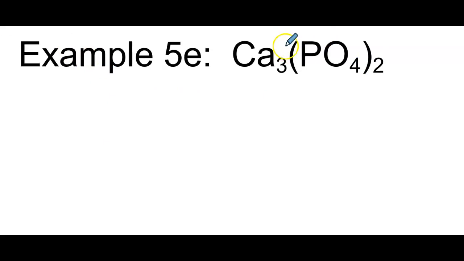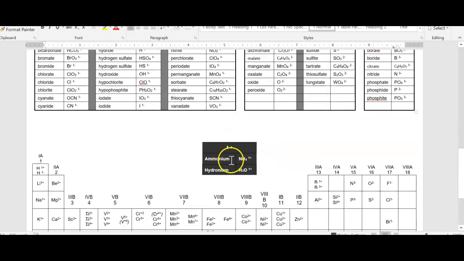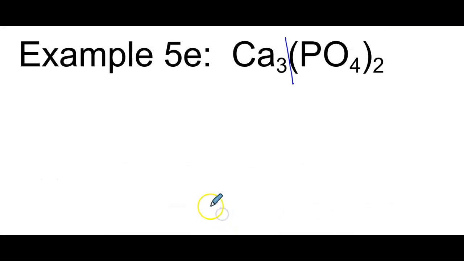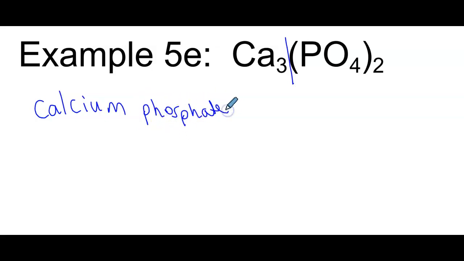Split this here. How do I know? Don't have to worry about rewriting it because I already have my parentheses followed by the 2. Calcium, does it have a roommate? Let's see. Calcium does not have a roommate, so no work needed. Just name the 2 splits. So this will be calcium. How do I know it's calcium? I have to find it on the periodic table. And then I'm going to look for PO4 on my ion sheet. And you'll see that it's phosphate.